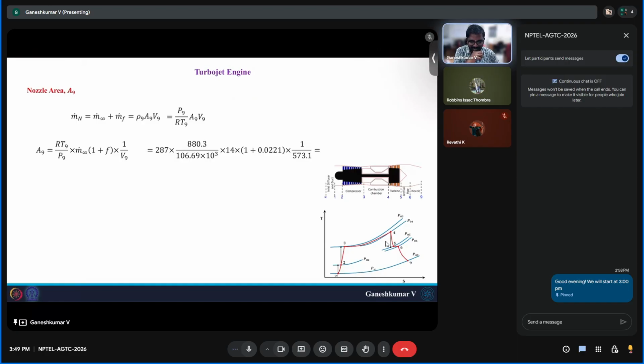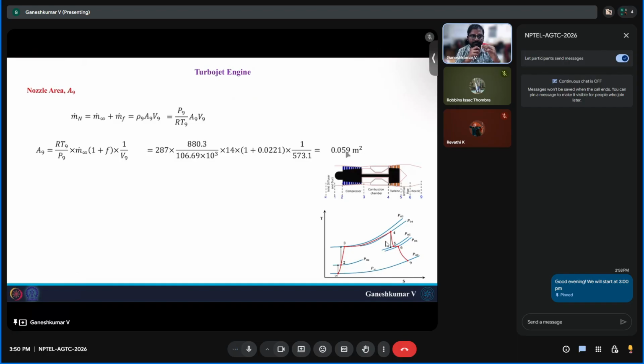Anyway, basically what I'm saying is density we know, V9 we know, and m dot we know. So we just need to rearrange and we get A9. You can rearrange like this, or you can directly find density and substitute in this relation to find A9. So the A9 comes out to be 0.059 meter square.